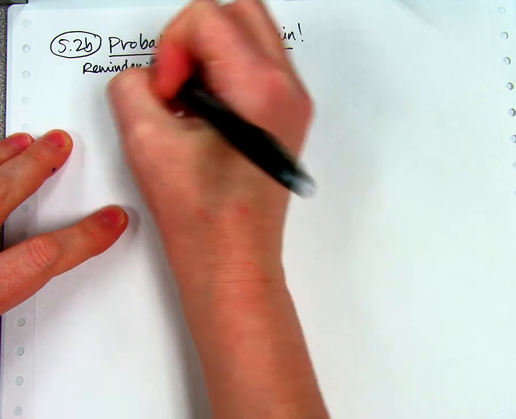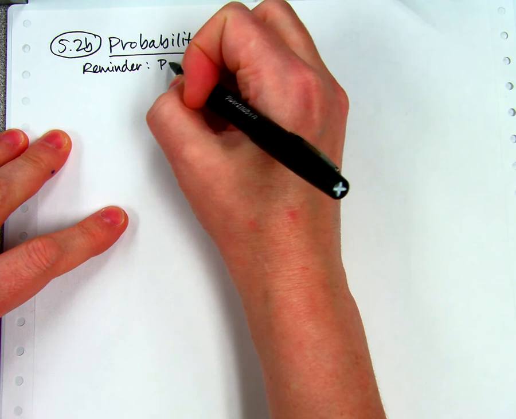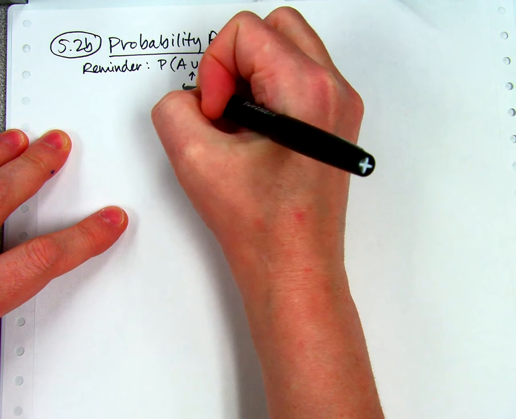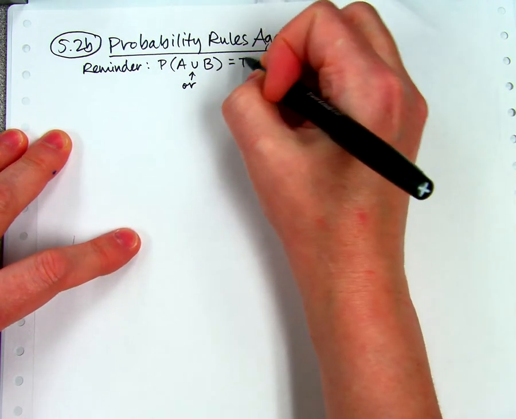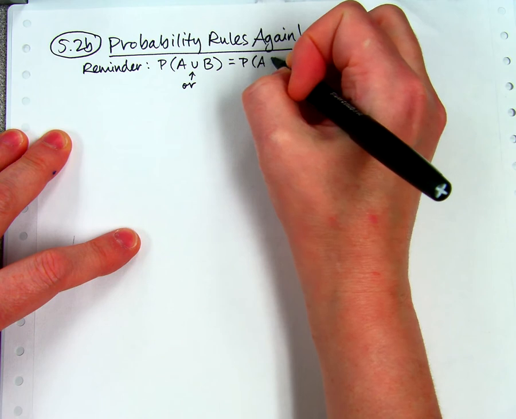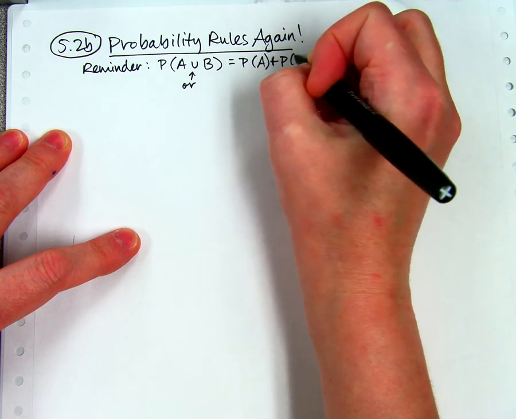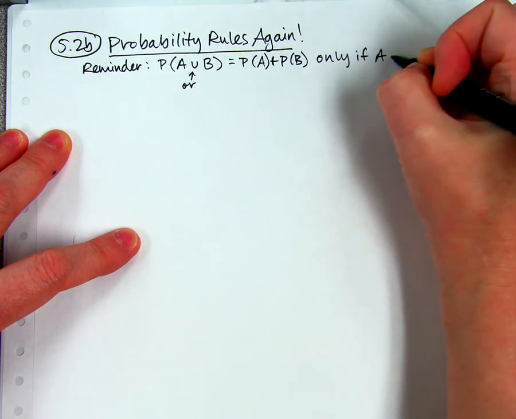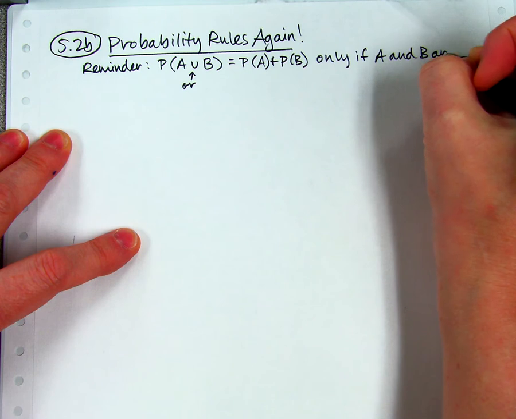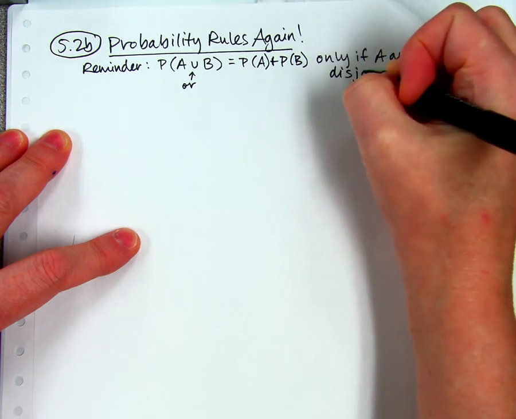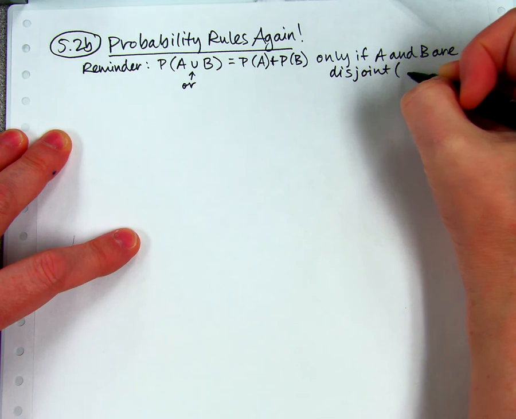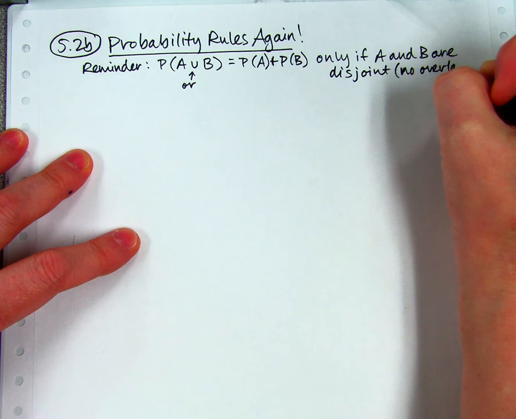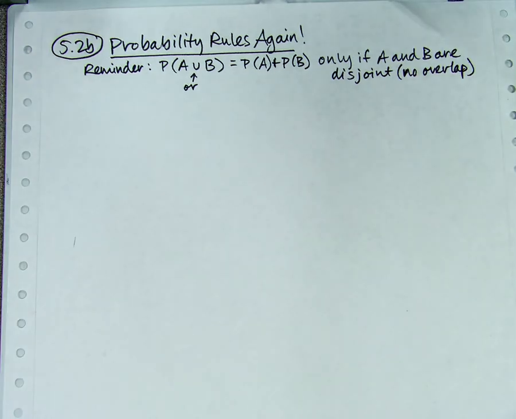We learned the addition rule that says if you have the probability of A, I'll use the symbol, which remember means or, probability of A or B, we found those probabilities by adding the probability of A plus the probability of B. But that only works in one specific situation: if A and B are disjoint, which is also called mutually exclusive, which also means there's no overlap between them. So if you can't have both at the same time, then you can just add them together.